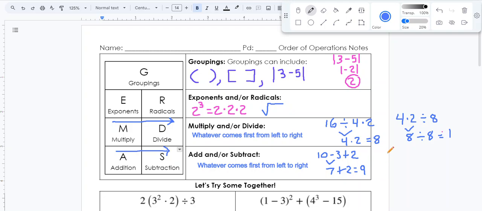Right? Let's say I had 10 plus 2 minus 3. Well, in this case, addition comes first. 10 plus 2 I would do first. 10 plus 2 is 12. 12 minus 3 equals 9. Okay? So adding and subtracting, you want to do it from left to right. Multiplying and dividing, you do it from left to right, whatever comes first. All right? All right, let's go on and do some practice problems together.